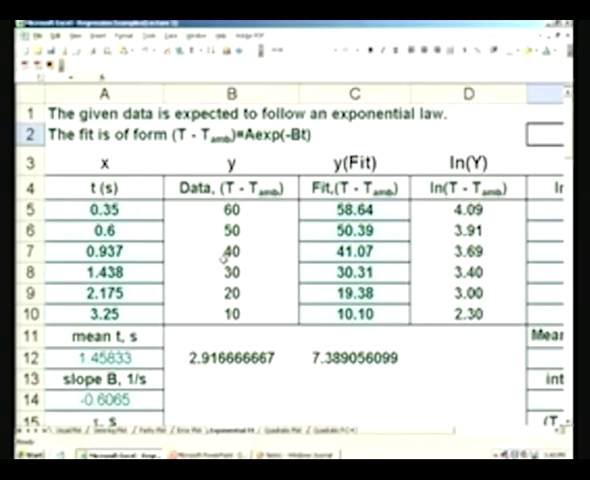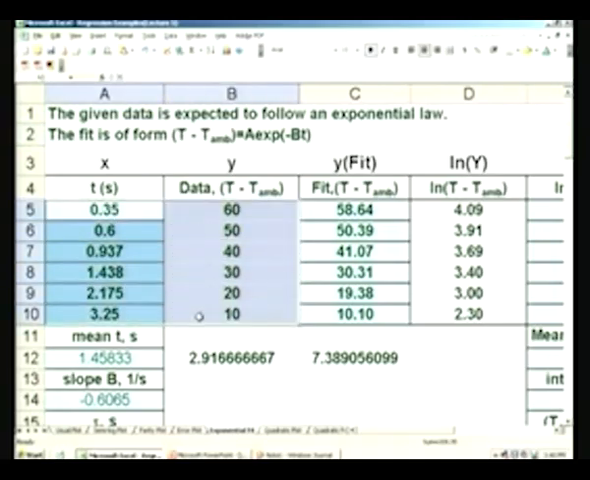The first thing which one will do is to make a plot of this, and making a plot is very easy. You just block the cells. The first one corresponds to x values, the second corresponds to y values. These are pairs of values 0.35, 60, 0.6, 50 and so on. So I have blocked these two sets of cells here.